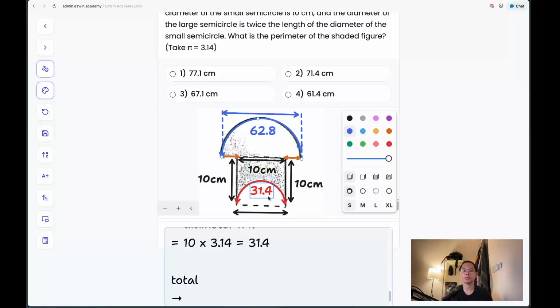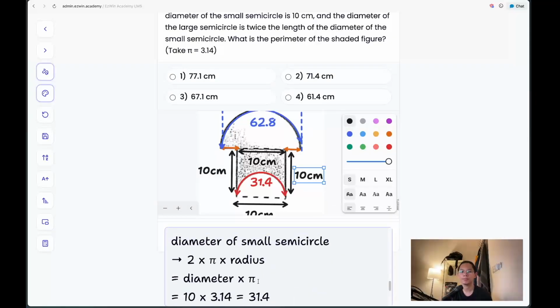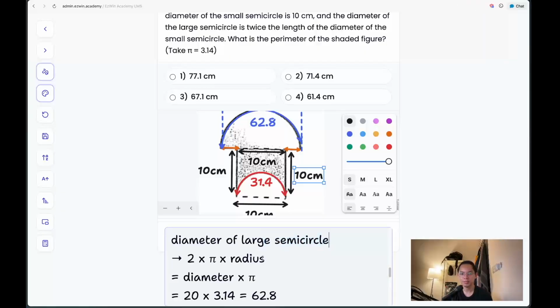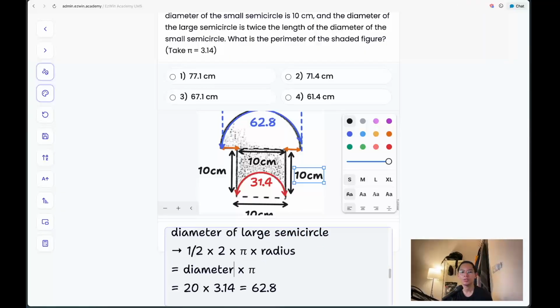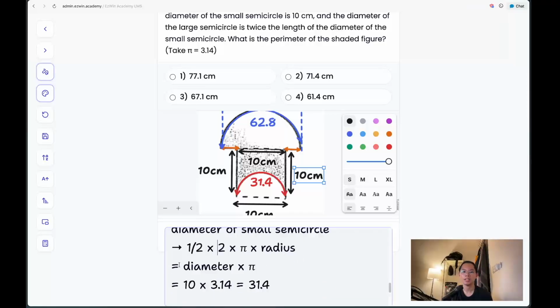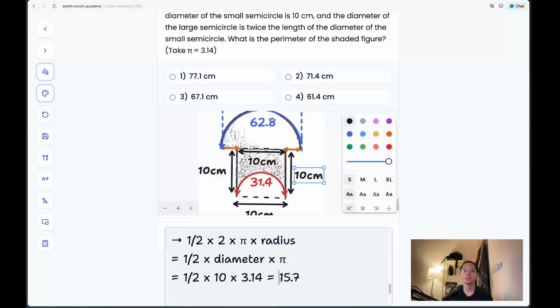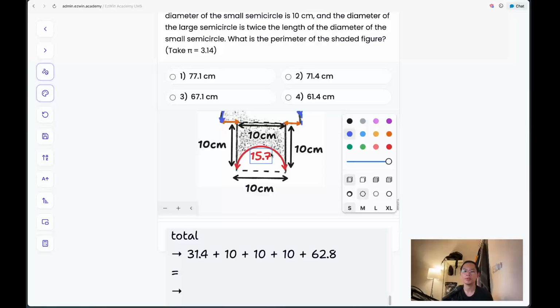So can start off with the 31.4 plus 10 plus 10 plus 10, right? So the 2 10 sides and the edge over here, and then plus 62.8. And what I totally forgot is that since this is a semicircle, we need to times half. So in this case, it will be half times the diameter times 3.14, half times 20 times 3.14. So this will be 31.4 instead. Not bad, but we all do make mistakes. So this will be half times, well, like this. 31.4 divided by 2 is 15.7. So the large one should be 31.4, and the small one is 15.7.